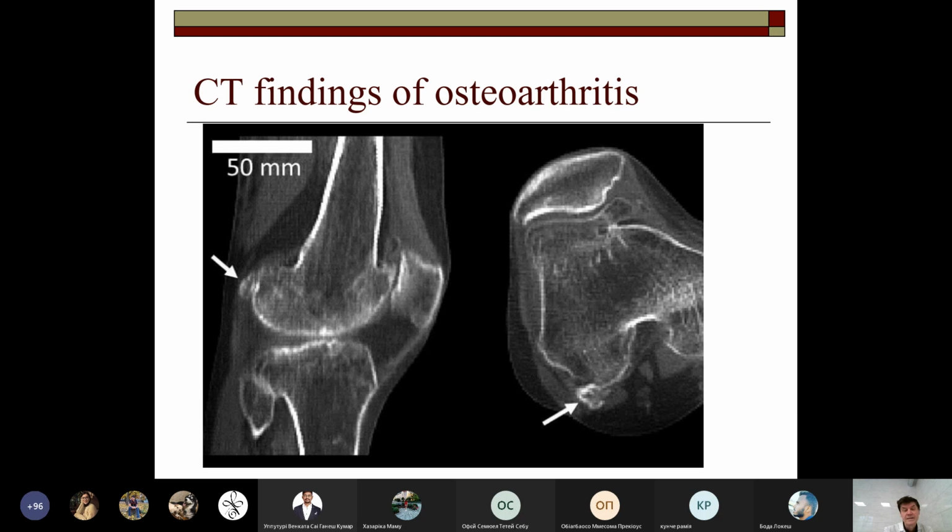On the slide, we can see CT findings of osteoarthritis. And we can see very decisively the osteoporosis, the local osteophytosis, and destroying of the patella with usuration, and this stage is classified as 3.